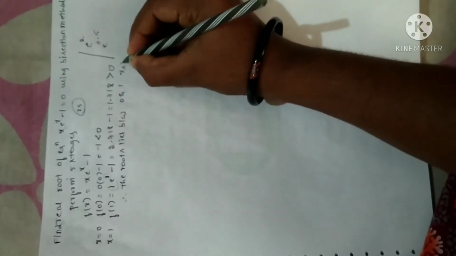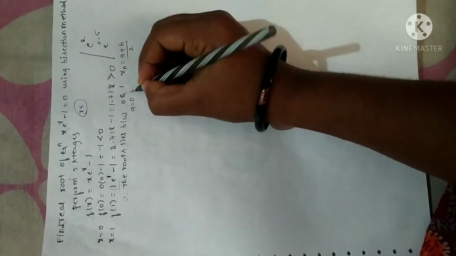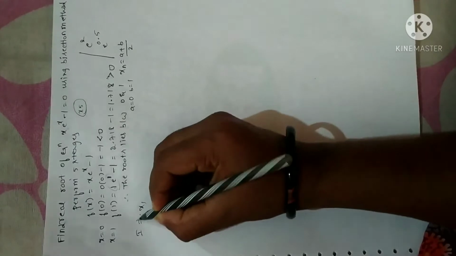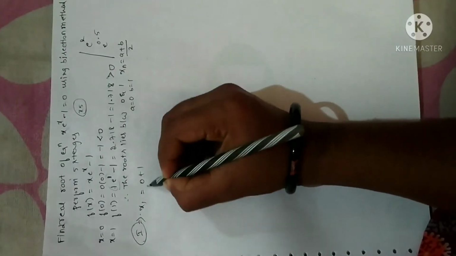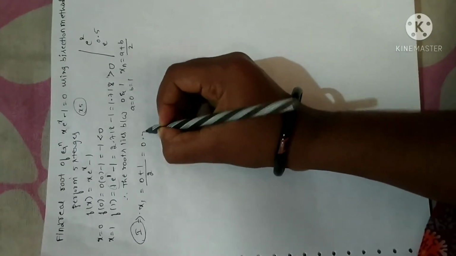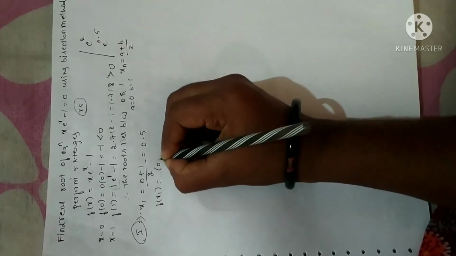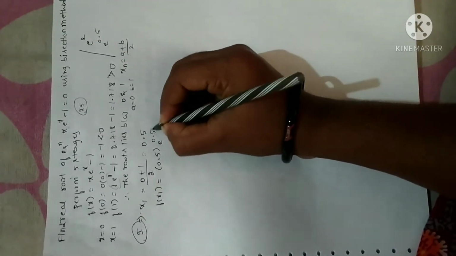So the formula is x n is equal to (a plus b) by 2. Let me take the first value as a and the second value as b. When you do the first approximation, it is x1, right? So the first approximation will be x1 is equal to (a plus b) by 2, which is 1 by 2, that is 0.5. Now let me calculate f of x1. Wherever x is there, replace it with 0.5: 0.5 e power of 0.5 minus 1.